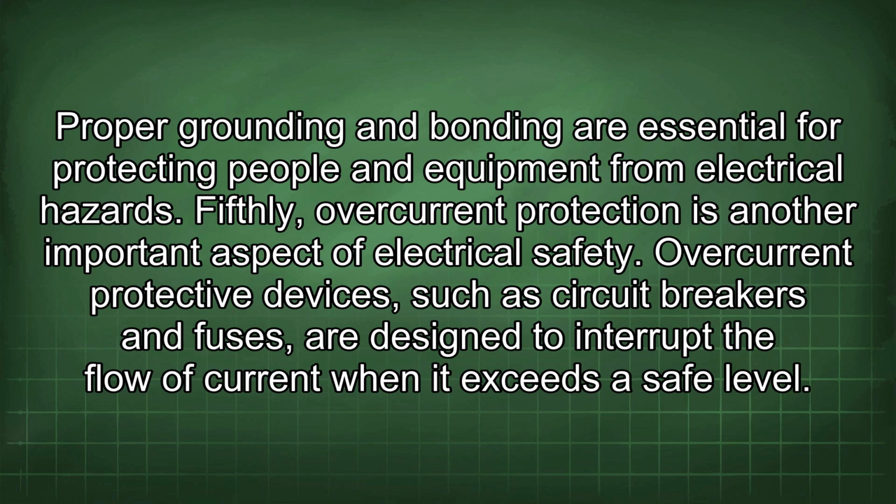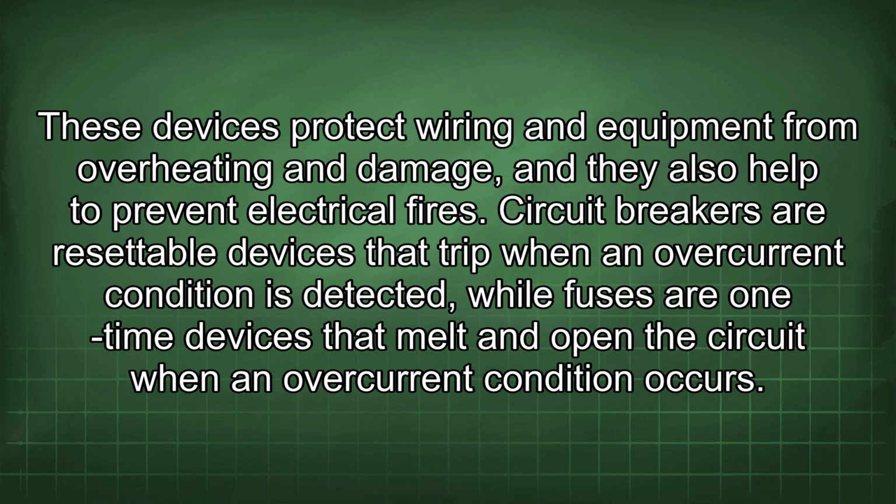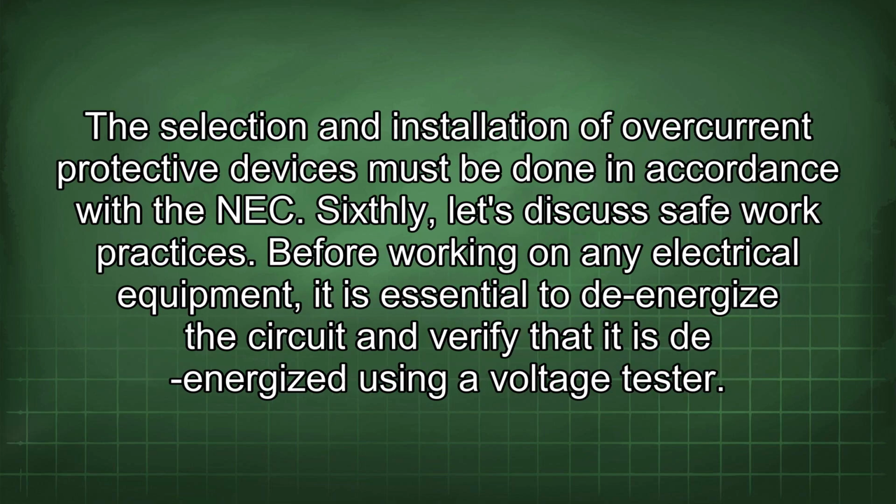Fifthly, overcurrent protection is another important aspect of electrical safety. Overcurrent protective devices, such as circuit breakers and fuses, are designed to interrupt the flow of current when it exceeds a safe level. These devices protect wiring and equipment from overheating and damage, and they also help to prevent electrical fires. Circuit breakers are resettable devices that trip when an overcurrent condition is detected, while fuses are one-time devices that melt and open the circuit when an overcurrent condition occurs. The selection and installation of overcurrent protective devices must be done in accordance with the NEC.